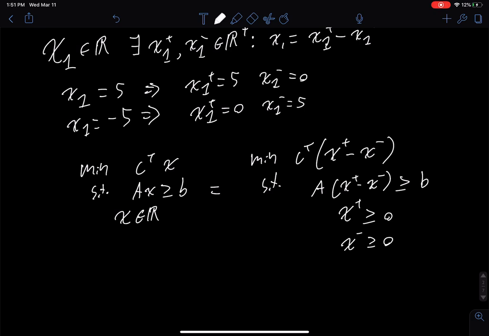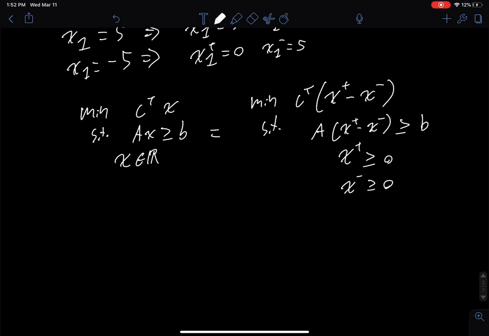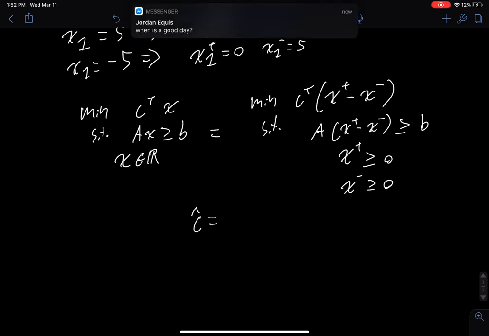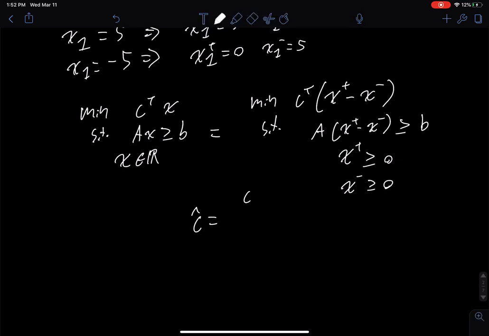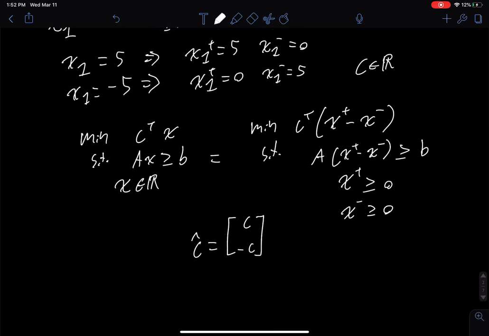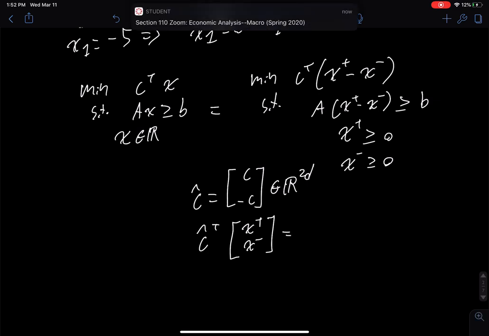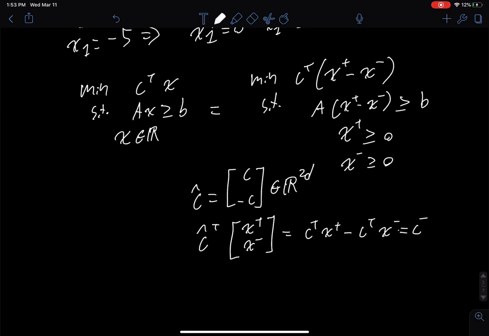Now, at first, it appears that these are not, in fact, in standard notation. And they're not quite in standard notation yet. We have to transform C and A a little bit, but there's an easy way to do this. Let's just say C hat equals C with negative C, just like that. And then, if the original C was an element of R^d, this will be an element of R^2d. But if we just take C hat transpose times x plus, x minus, dot product right here, this is going to be equal to C transpose, just C transpose, not C hat transpose, C transpose x plus minus C transpose x minus, which equals what we desired above.